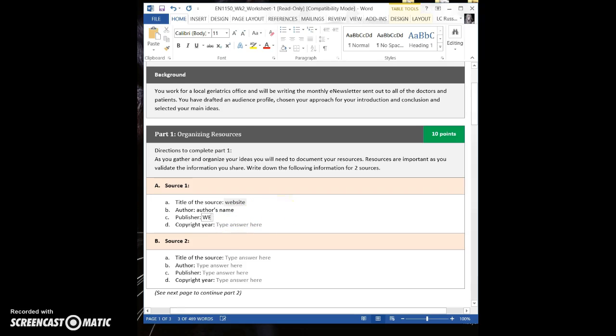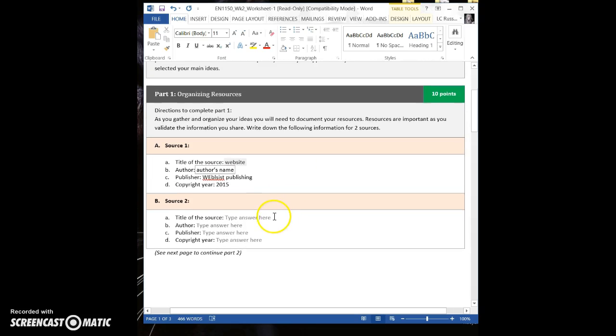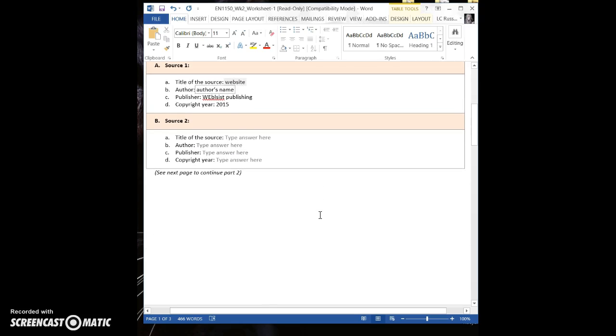Your publisher, perhaps that's the name. Copyright year, if it has a copyright year on the article, it will be at the very bottom of the article. If not, use the current year. Okay? Source 2, you're going to do the exact same thing, because remember, you're going to need to find 2 separate web articles about your subject.